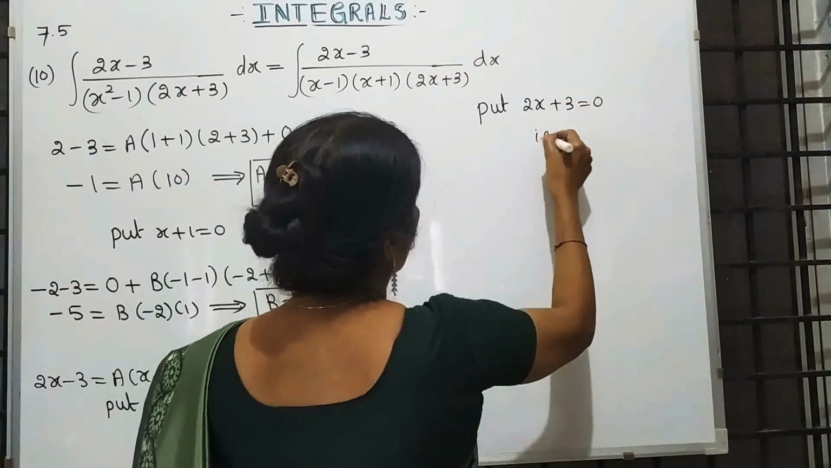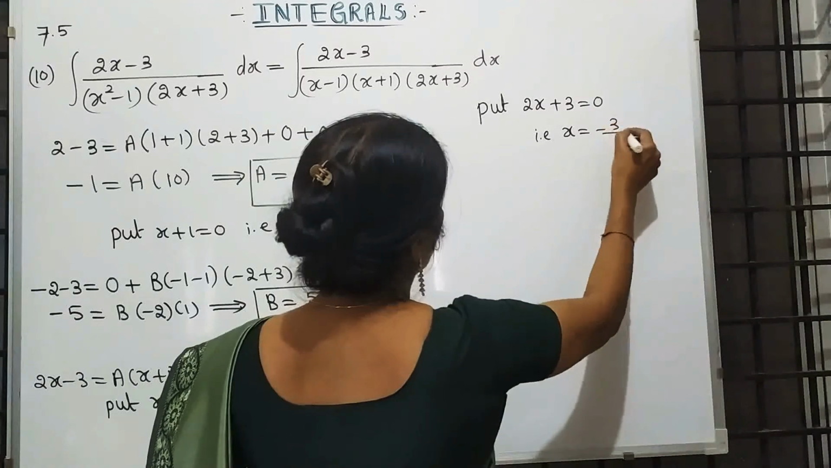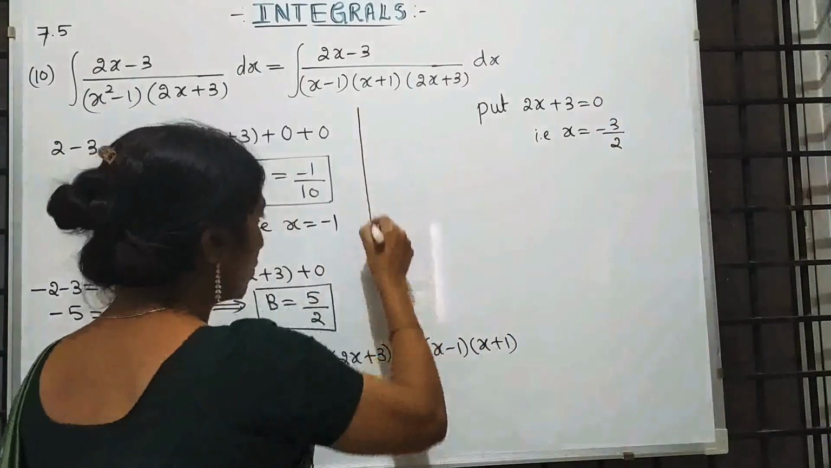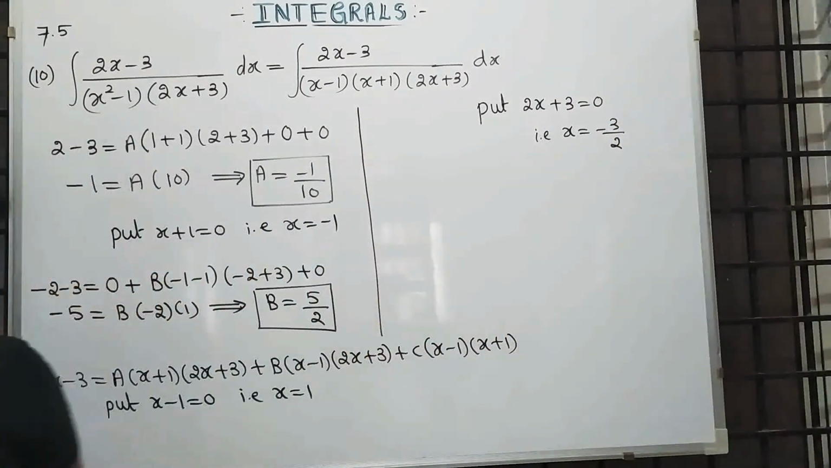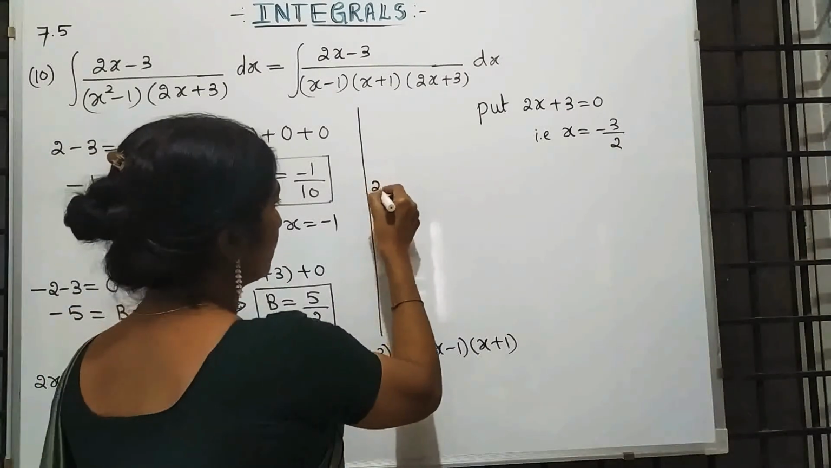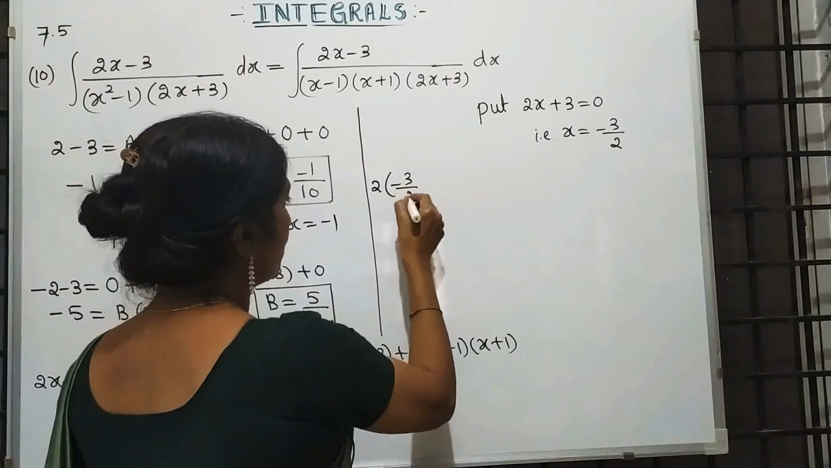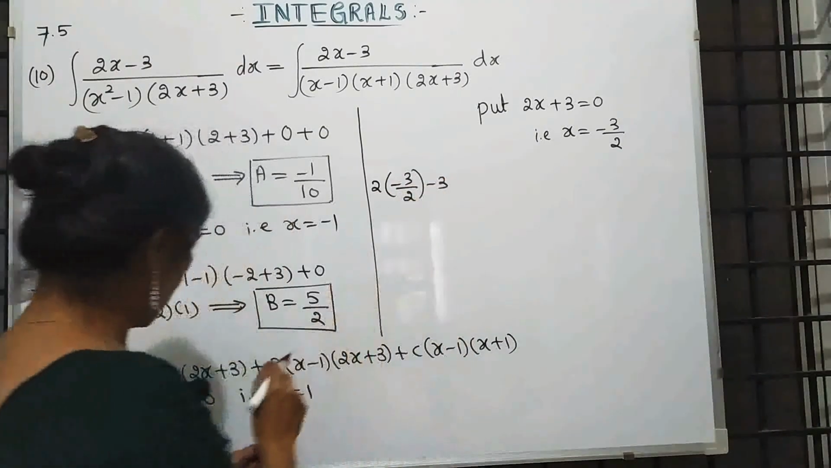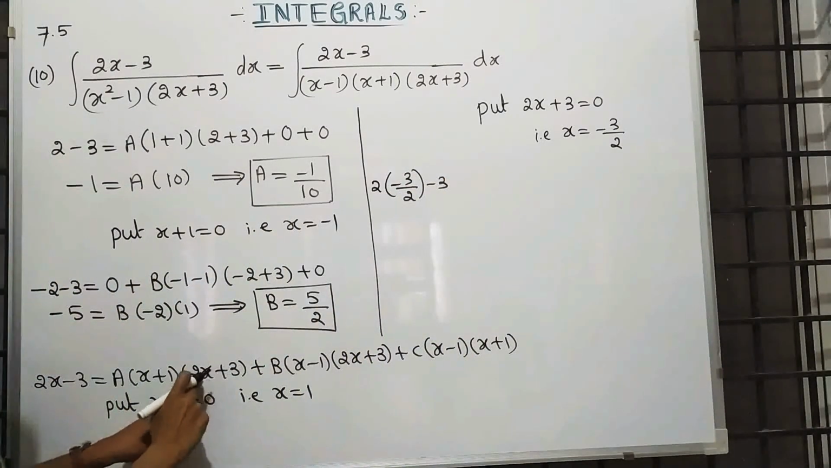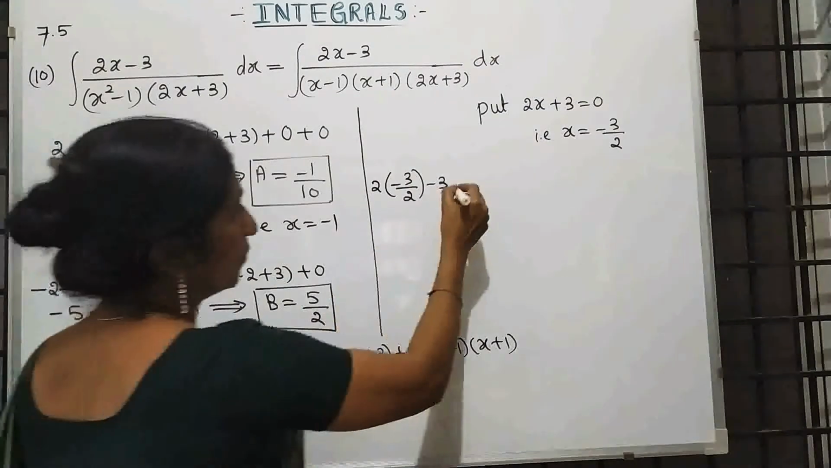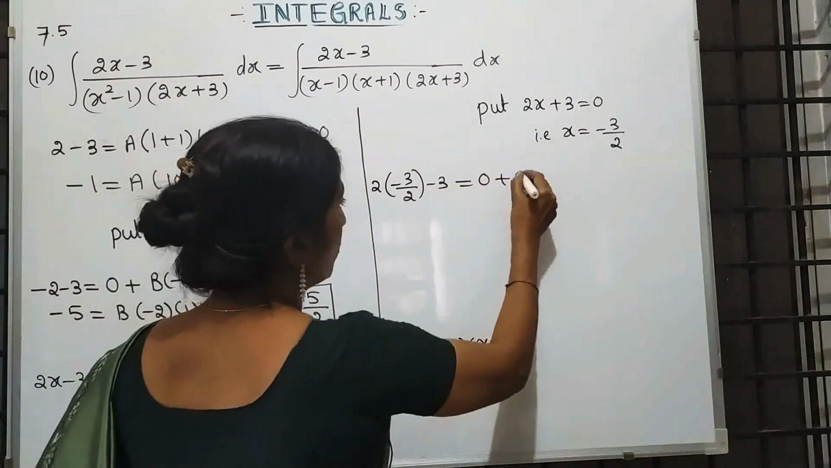Put x equal to minus 3 by 2 on both the left side and right side. It is 2 into minus 3 by 2 minus 3. A becomes 0 because of 2x plus 3, and B is also 0. A is 0, B is 0.